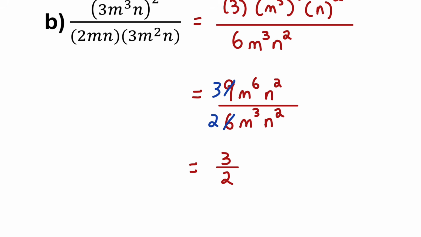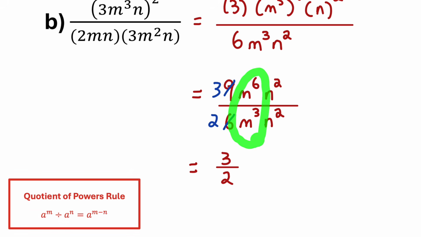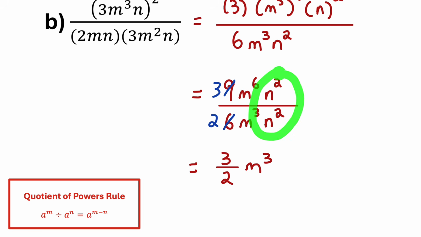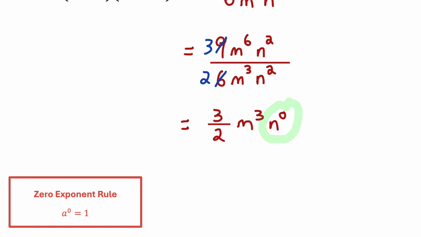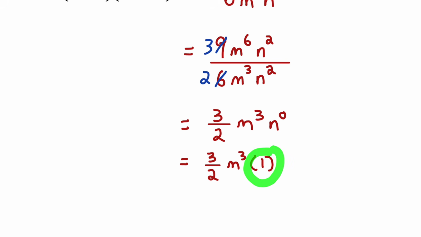And then looking for powers with the same base, I have 2 powers of m being divided, so I can keep that base of m and subtract the exponents. 6 minus 3 is 3. And then these 2 powers of n being divided, it's n squared divided by n squared. Well, anything divided by itself is 1, but using the quotient of powers rule, I could keep the base of n and subtract the exponents. 2 minus 2, which is 0. And using the 0 exponent rule, n to the power of 0 is just equal to 1. And you don't have to write a factor of 1. So my final answer is 3 over 2 m cubed. And this m cubed could be written up in the numerator with this 3 equivalently.